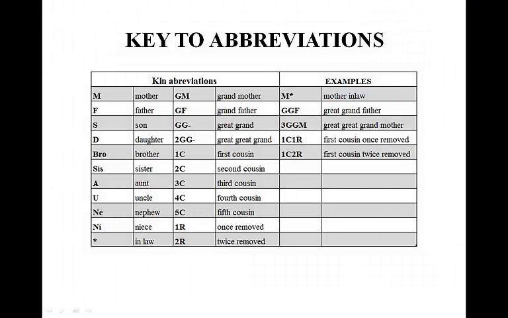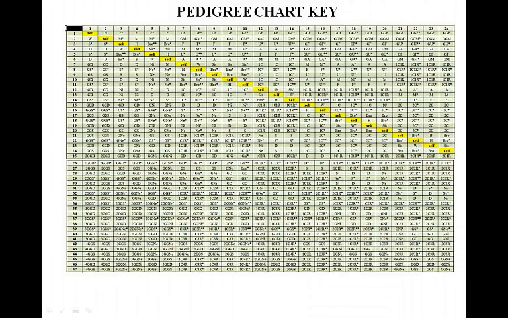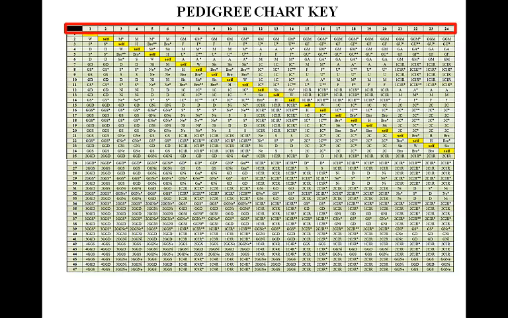We have to start with some abbreviations. They're fairly transparent. M for mother, F for father, for example, NE for nephew. We have GG for great-grand. 2C would be second cousin, 2R would be twice removed as an example, and 1C, 2R would be first cousin twice removed. Here is the pedigree chart key. We see on the left is ego numbered from 1 to 47, and on the top we have that relationship with the other person, that would be 1 through 24.